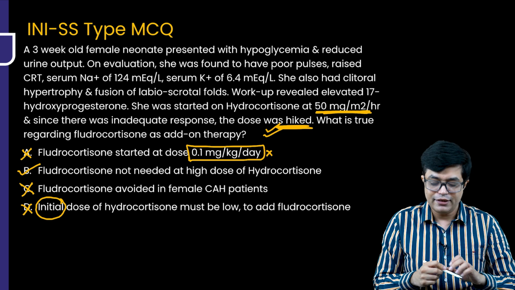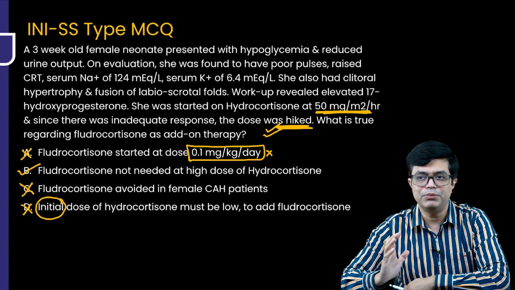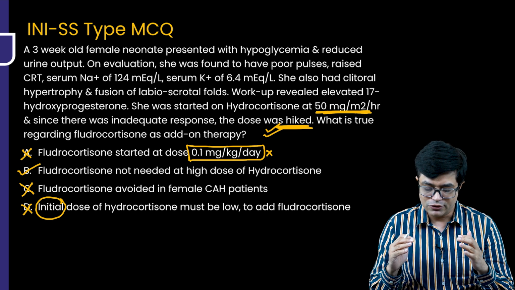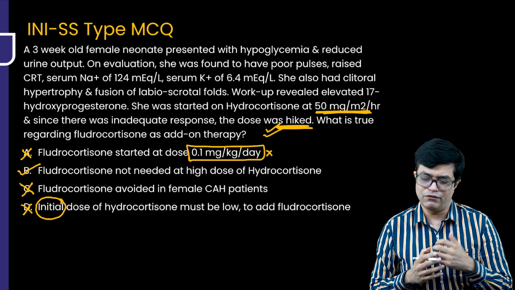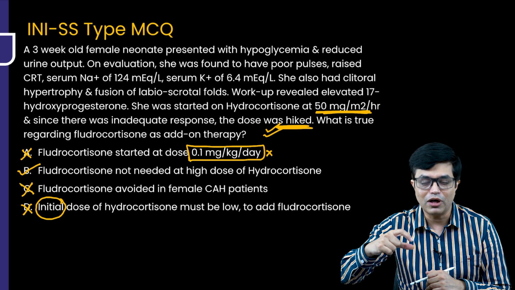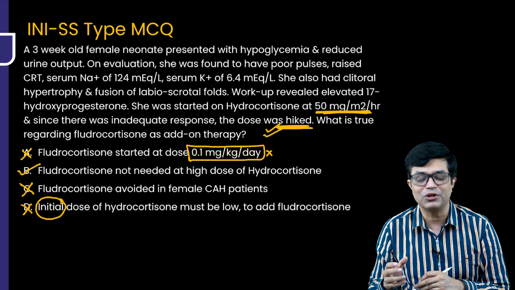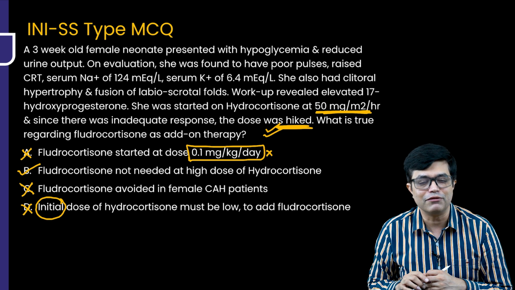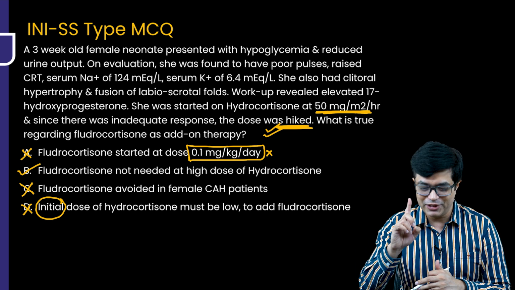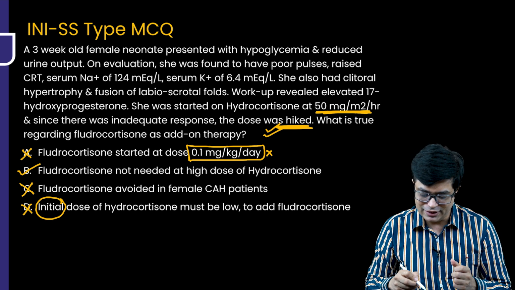Some years back, a shorter version of this question with very similar options was asked, and people were very confused. It's a very tricky and tough question. People were saying option A is also correct, since we have remembered that fludrocortisone is started at 0.1 mg per kg per day. Yes, it is true, but they are asking you about this patient. What they are asking is: hydrocortisone was started at 50, and they have now increased the dose. What is your opinion on fludrocortisone? Your opinion will be that fludrocortisone is not needed at high dose of hydrocortisone. That is option B, the correct answer.